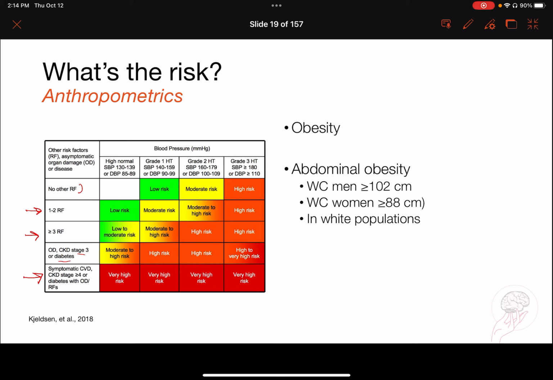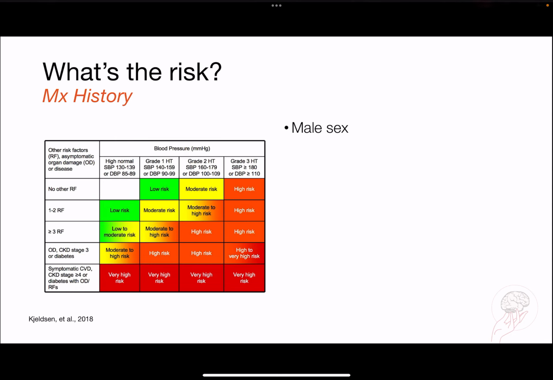So, what are these other risk factors? Well, one of them is simple obesity. Recall it's a BMI greater than or equal to 30. But even more specifically, we are worried about abdominal obesity. So, for men, that's a waist circumference greater than 102 centimeters. And for women, that is a waist circumference greater than 88 centimeters. But unfortunately, these are only really validated in white populations. So those are our anthropometric risk factors.